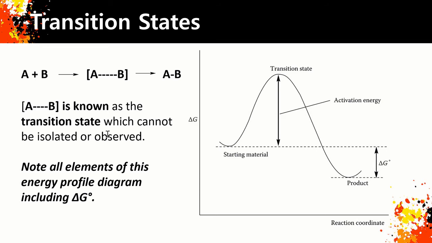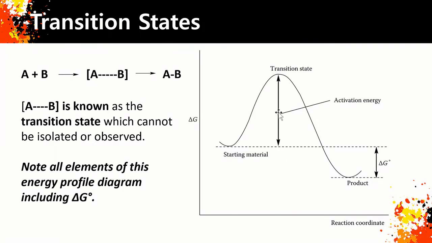The transition state therefore cannot be isolated or observed. It's just humans postulating that there must be a stage that happens between, in this case, the bond forming, when it's almost formed. So note all elements of this energy profile diagram, including delta G. We have the change in energy on the y-axis and the reaction coordinate on the x-axis. We have our starting material here and our product here, and the difference in delta G between the starting material and the product is here. Whether that is negative or positive will tell us if it is endothermic or exothermic, and spontaneous or non-spontaneous.